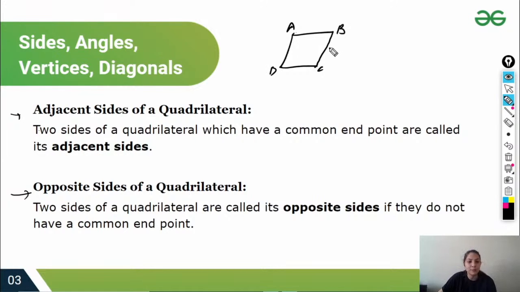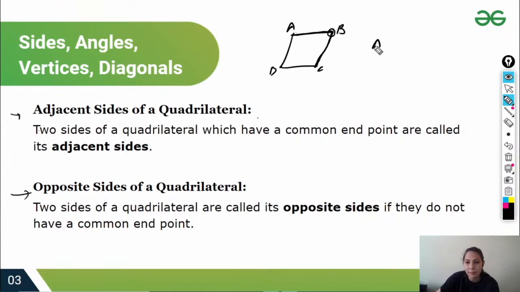Now, adjacent sides of a quadrilateral. What does the word adjacent mean? Adjacent means the closer, the nearest. If something is common, such as a common arm, common vertex, or common angle, then they are adjacent angles, adjacent sides, adjacent vertices. So, two sides of a quadrilateral which have a common endpoint are called adjacent sides. Here, adjacent sides means those having a common point.